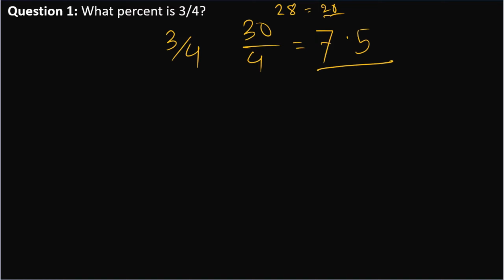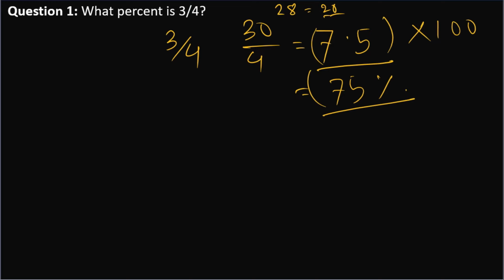So we need to find the percentage. How? If we multiply with 100, we will get 75%. So 3 over 4 means it's 75%.